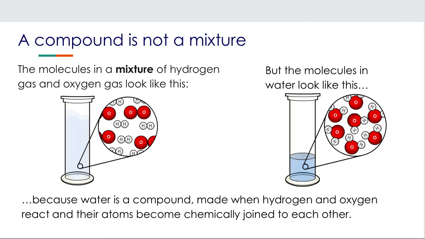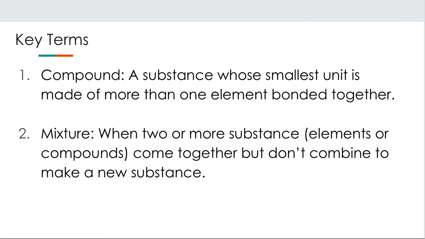Okay, we're unpausing. Now let's move on to the next slide. I need you to copy these two key terms, the definitions for compound and mixture. Compound: a substance whose smallest unit is made of more than one element bonded together. Mixture: when two or more substances, elements or compounds, come together but do not combine to make a new substance. So compounds are chemically bonded together. Mixtures are not. And remember, elements all have the same atoms. However, compounds and mixtures do not.